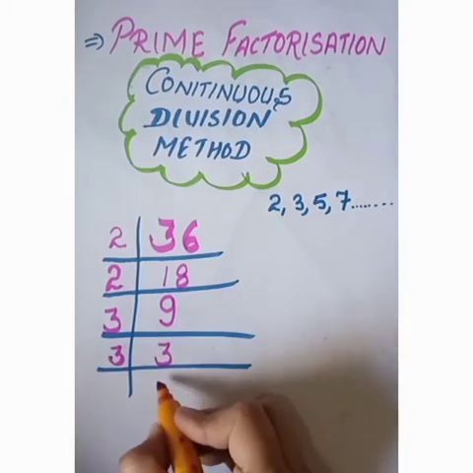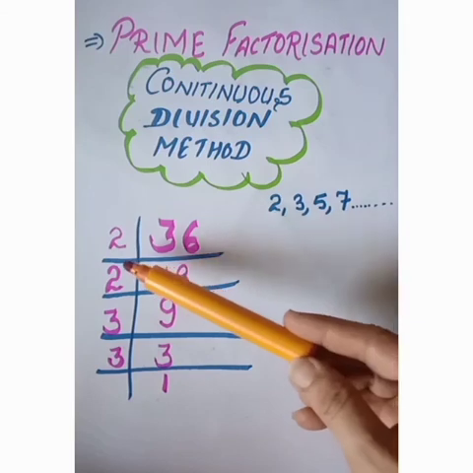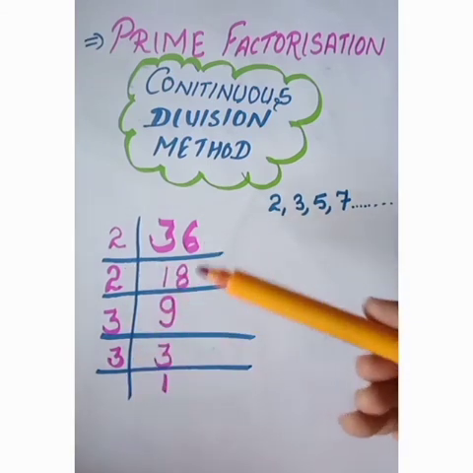We have to continue the division until we get 1 at the end. So here we got the 1, so we have to stop our division. We'll get all the prime factors here. What are the prime numbers here? 2, 2, 3, 3. These are all the prime factors of 36.